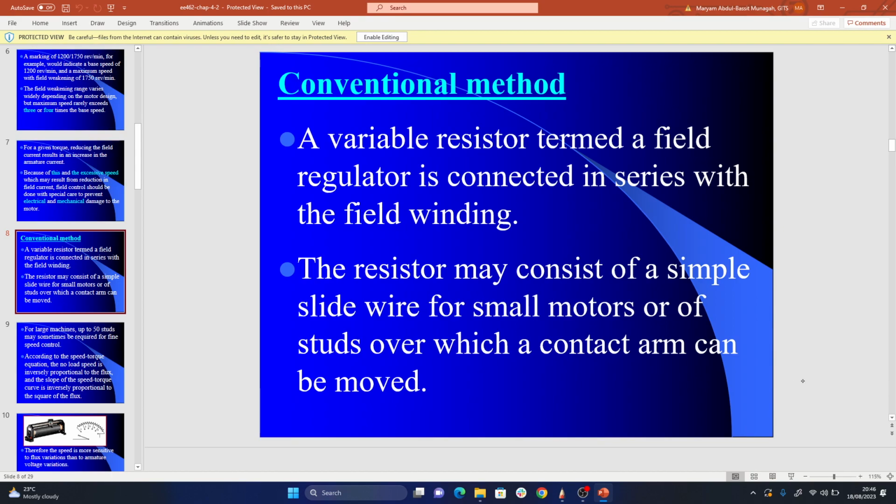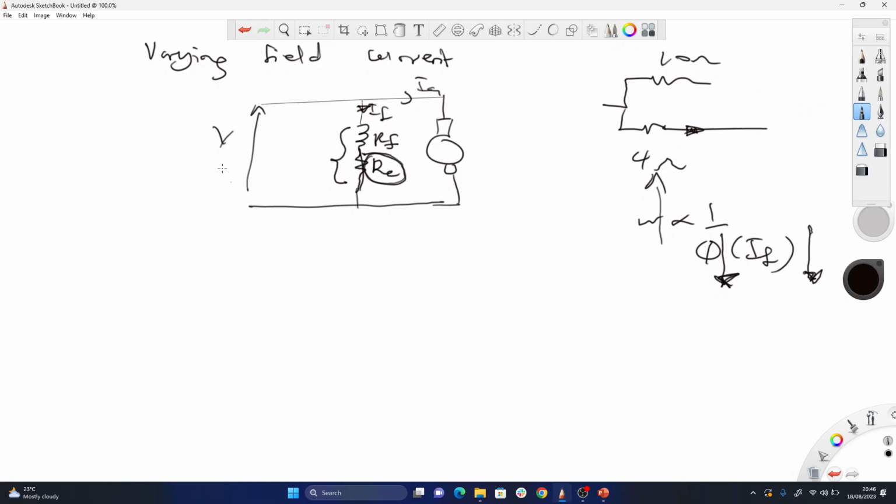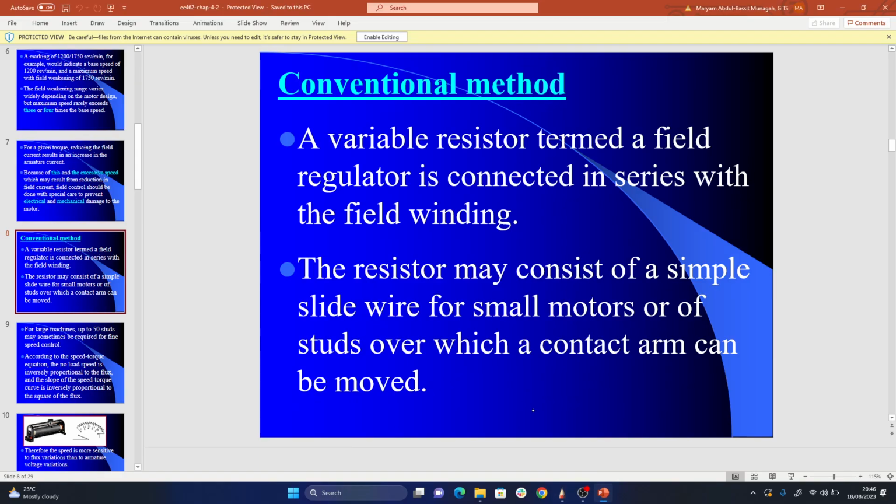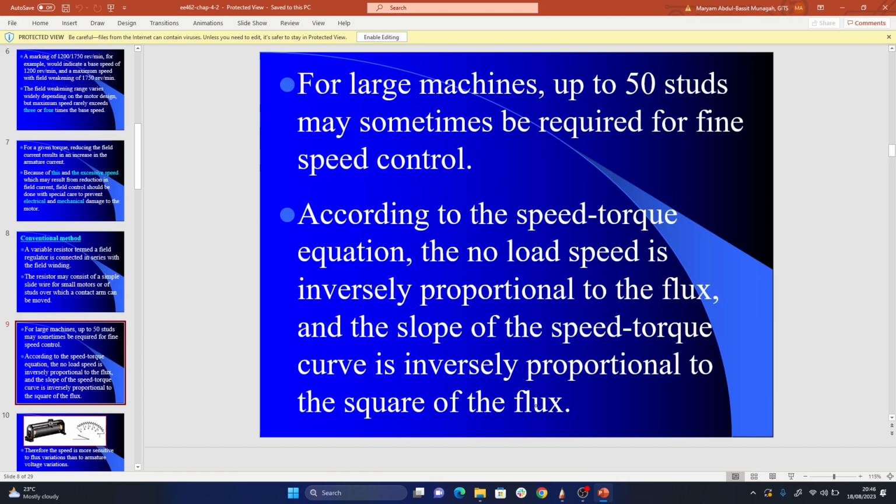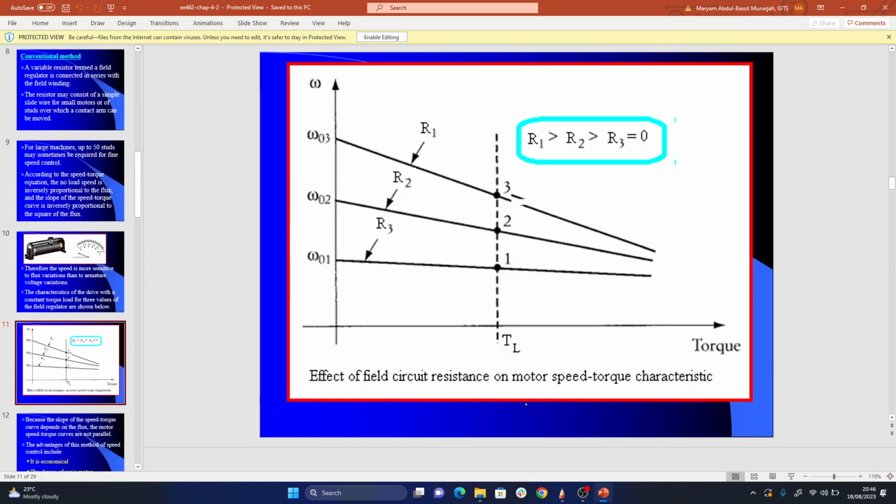So this is the conventional method here. That one involves the use of the field regulator, right? So the conventional method is you add a resistance in series with the field resistance as a means of reducing this current here. That's the conventional, the old, traditional method. Alright. So you read.